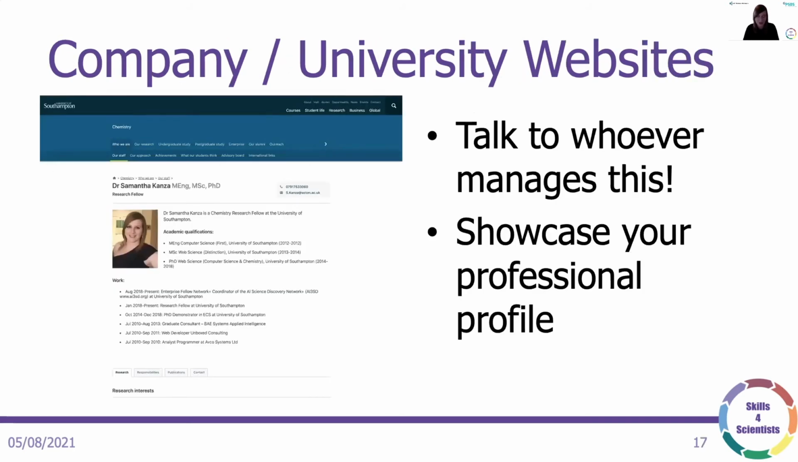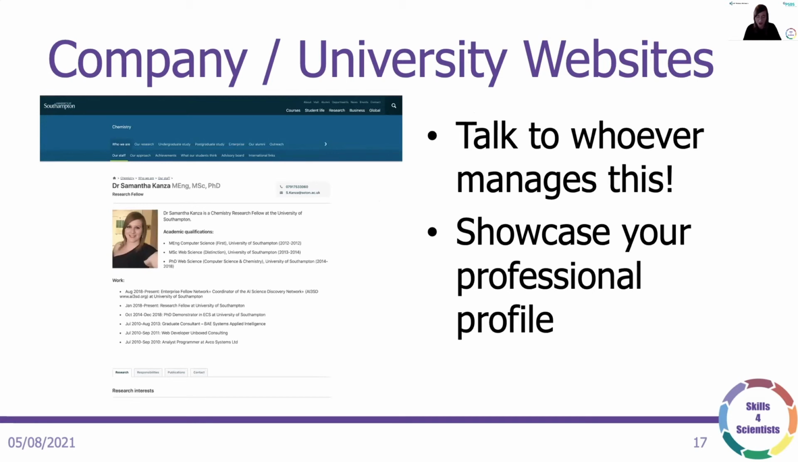As for company or university websites, sometimes when you start a company particularly, you'll actually be asked to provide the details for your profile. If you're not asked, but you can search, check that they have one. If not, maybe query that, and then talk to your boss or talk to your IT department and ask what you need to do to get your profile on that website.